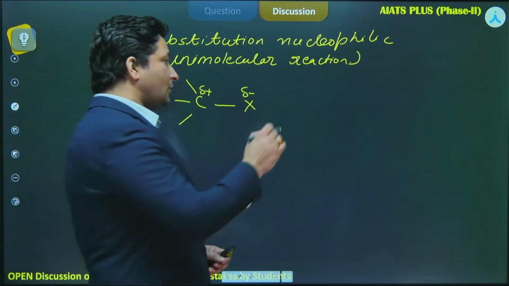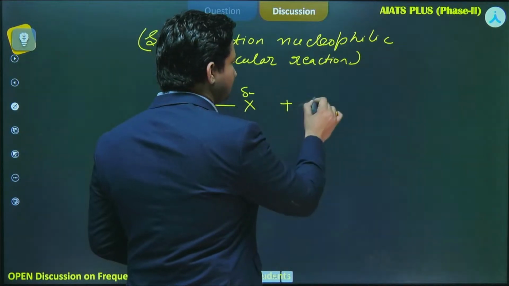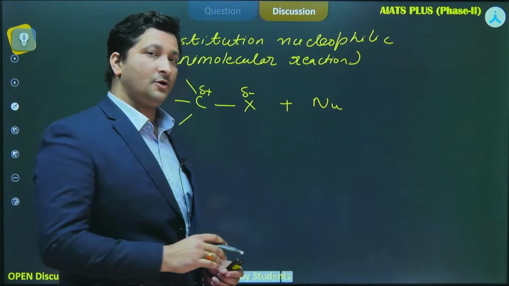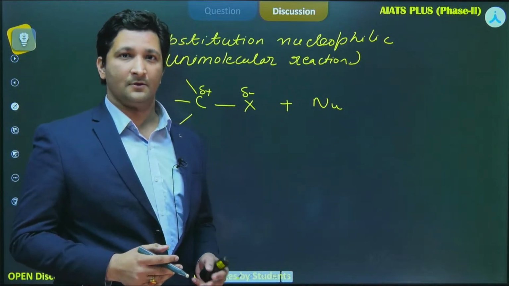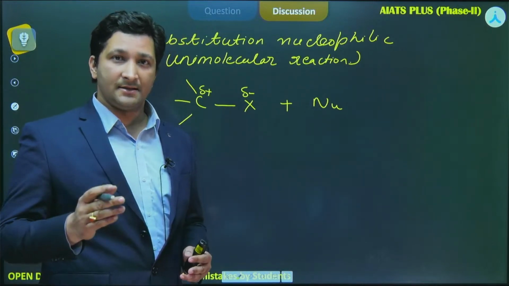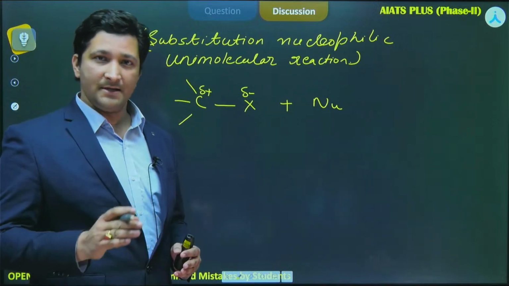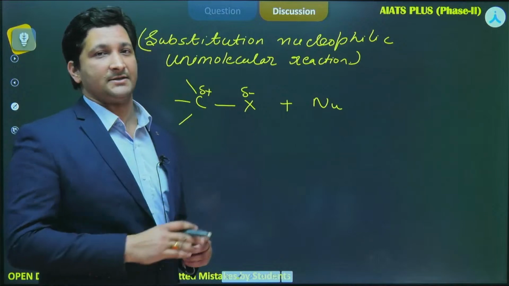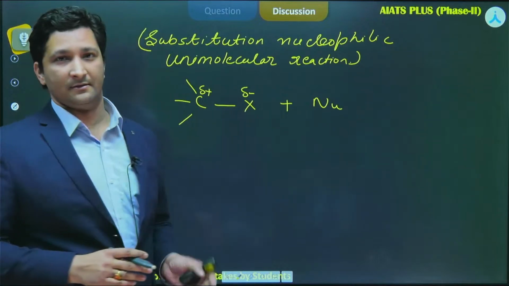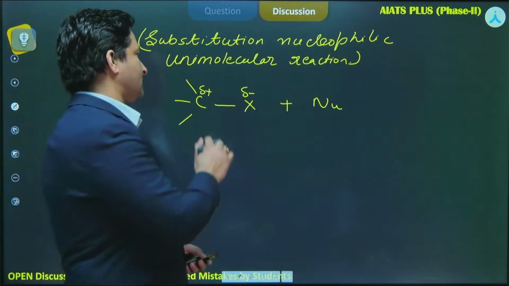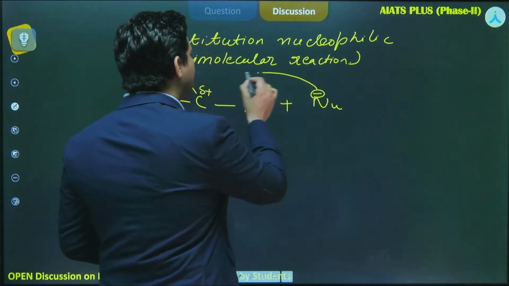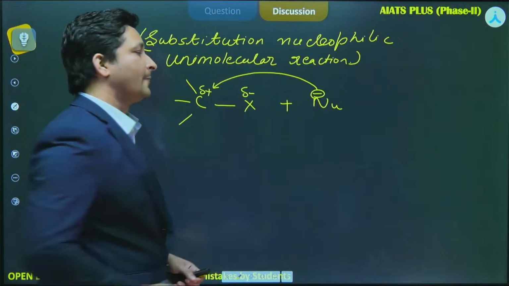Now, if we talk about a nucleophile, then a nucleophile generally has electrons or is negatively charged and is nucleus loving, meaning it will attack those positions where positive charge is present. Out of carbon and halogen, the positive charge is on the carbon, so a nucleophile will definitely attack the carbon.